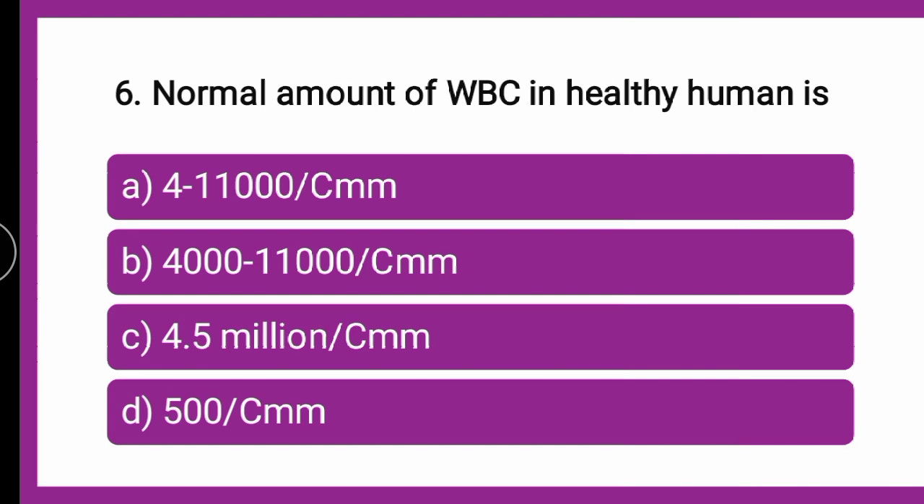Next question is, the normal amount of WBCs in a healthy human is dash. Whether the normal count of WBC is 4,000 to 11,000 per cmm, that is millimeter cube, 4.5 million per millimeter cube, or 500 per millimeter cube. Which amongst the given options is correct for the count of WBC?